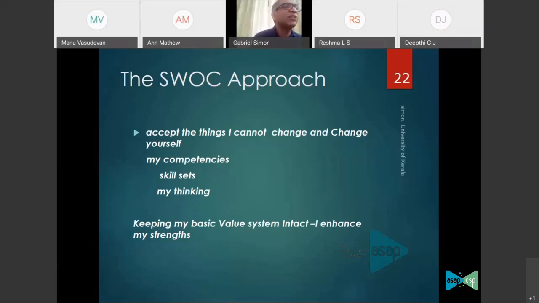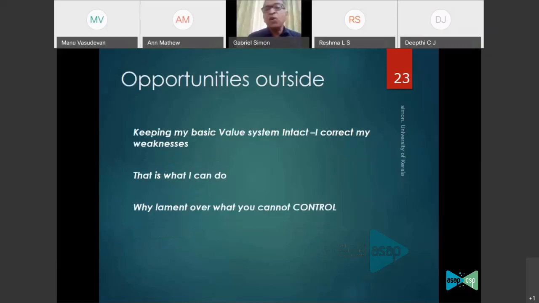We move to slide number 23. What are the opportunities that are there outside? Again, keeping my basic value systems intact, I correct my weaknesses. So essentially, keeping my basic value system intact, I'm addressing my strengths through enhancement. Am I addressing my weaknesses through corrections? That is what I can do. Or in fact, this is the only thing that I can do. This is where I have control.